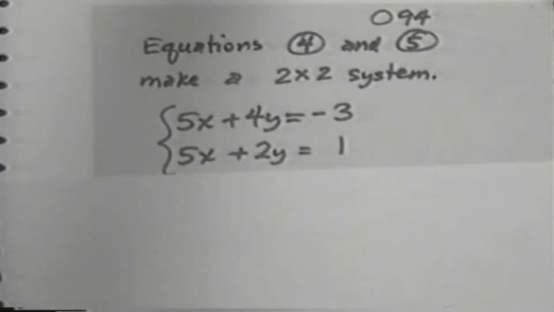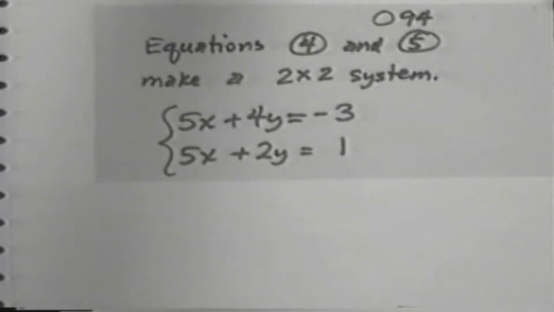And so I copy them and make the system: 5x plus 4y equals negative 3, 5x plus 2y equals 1. What we have done, you notice, is to begin with a 3 by 3 system, and by careful elimination of a letter from different pairs of equations, I've gotten down to a 2 by 2 system. Now all I have to do is solve that system.